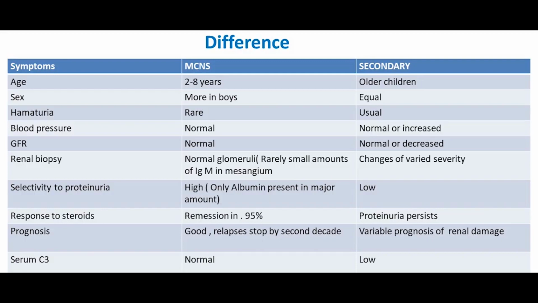At the end of the second decade, most of the time the relapses are going to disappear, and serum complement C3 levels also look to be normal. These are the factors regarding minimal change nephrotic syndrome, which we are going to discuss in future.